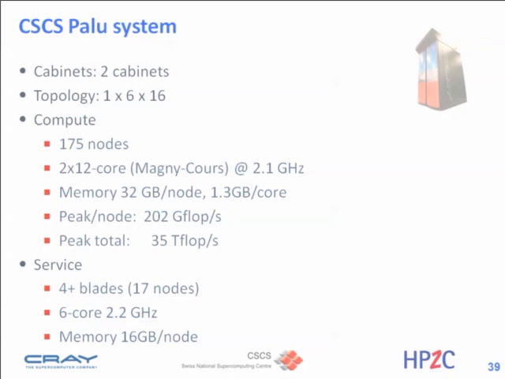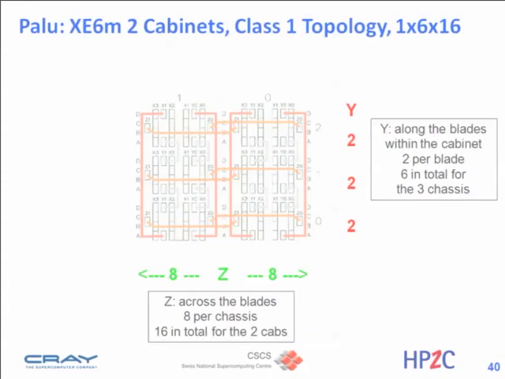This is a so-called XE6M. It's a mini system, so to speak. There are 175 nodes, as I said before, 32 gigabytes per node, and 2.1 gigahertz is the clock. Some of the blades are used for service, for system nodes, okay? And the topology that's configured here, as I said before, is 6 by 16.